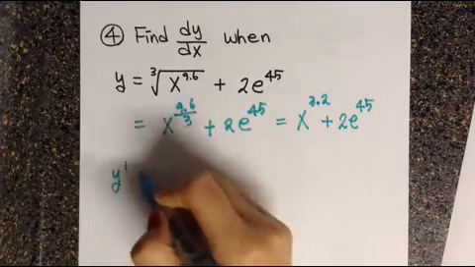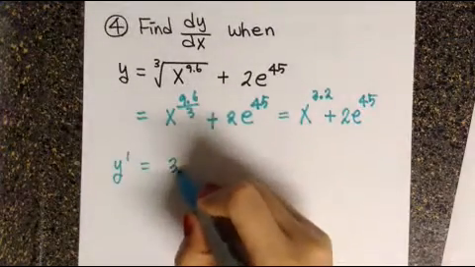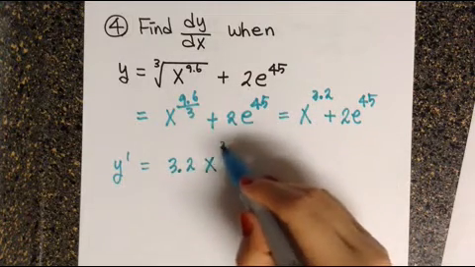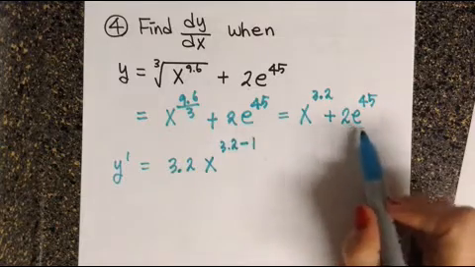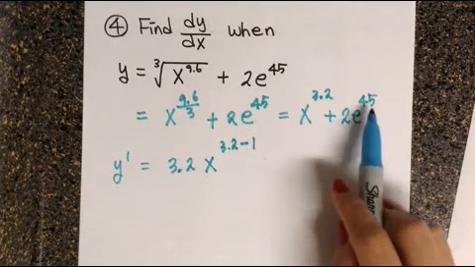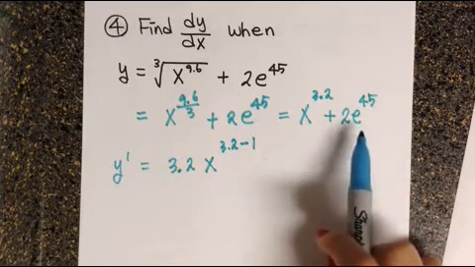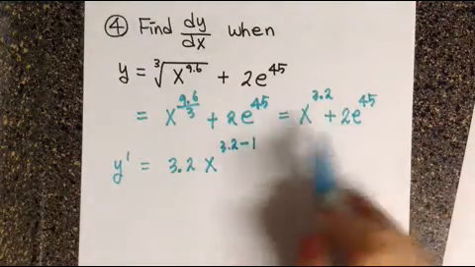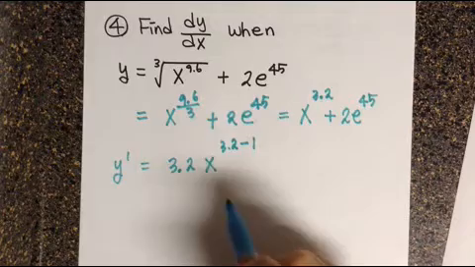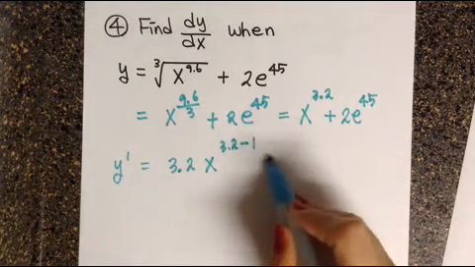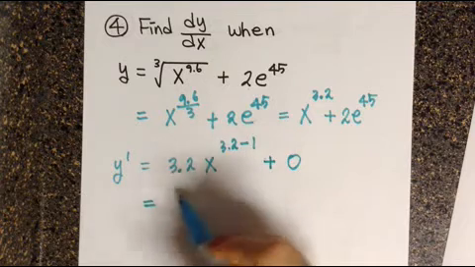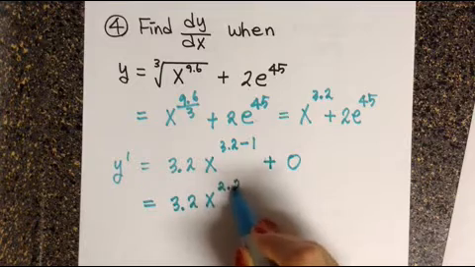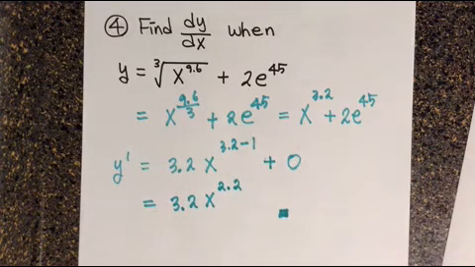Okay, let's take the derivative. Y prime equals 3.2, bring 3.2 down, x to the 3.2 minus 1, and then 2e to the 45 does not have a variable x. So it's just a constant in this problem. So, plus 0. Then the answer will be 3.2 x to the 2.2. This is the answer.